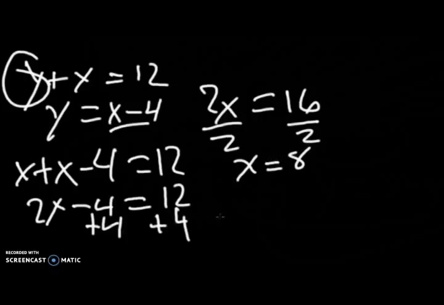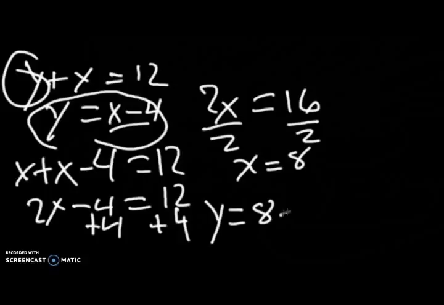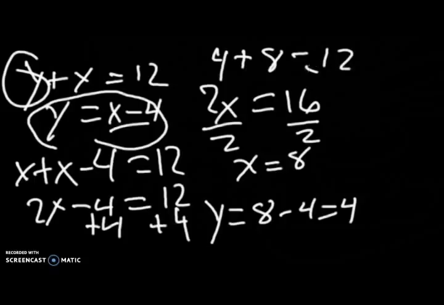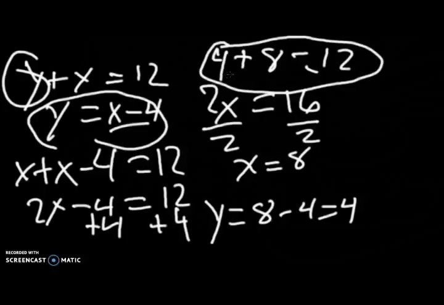Now the next thing we do is this. We use this whole equation down here, since we've already used this one. And now we know what x is, so we do y equals 8 minus 4. What's 8 minus 4? That's 4, of course, and that's what y equals. Now we put that in for the whole entire problem. So for y, we put in 4. For x, we put in 8. And it all equals 12. And that's how you solve substitution equals expression.